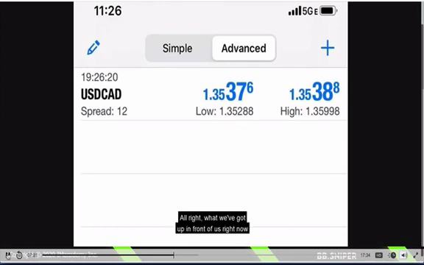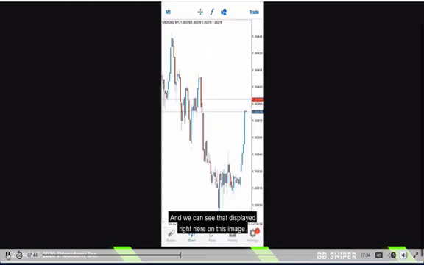All right, what we've got up in front of us right now is the mobile MetaTrader 4 platform, and we can see under the USD CAD symbol, it says spread 12. This would be the equivalent of 1.2 pips on the US dollar Canadian pair. And we can see that displayed right here on this image.